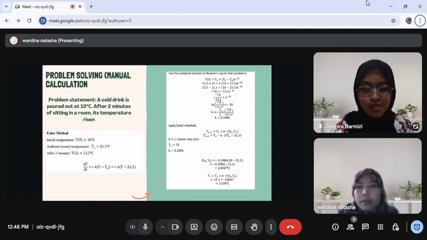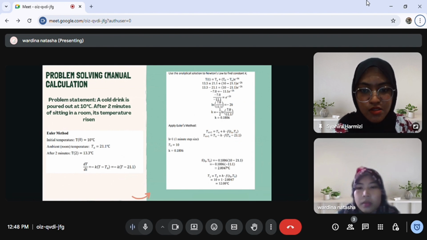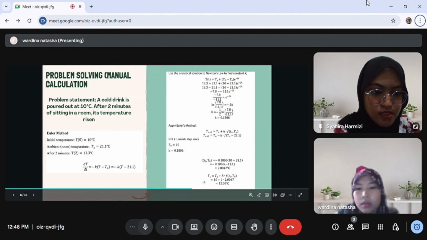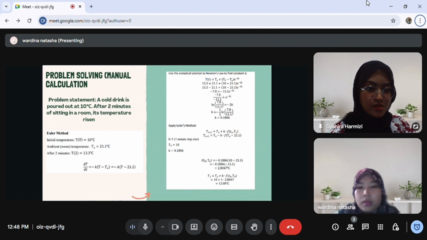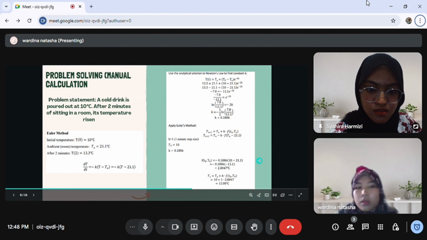So we insert all the information. The step size is 1 minute, so every minute we want to know what the temperature rise is. After we insert all the values, we find T1. T1 is equal to 12 degrees Celsius. So the initial T is 10 degrees Celsius, T1 is 12 degrees Celsius, and T2 is 13.3 degrees Celsius.